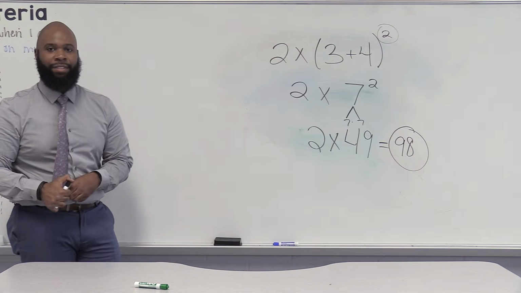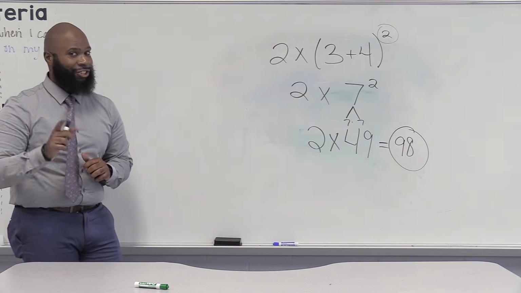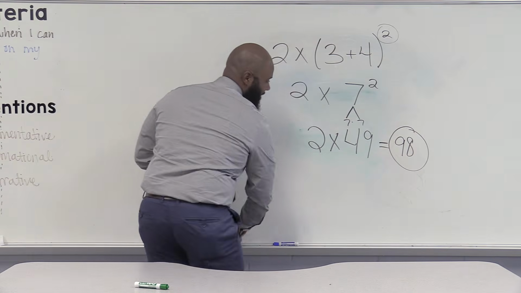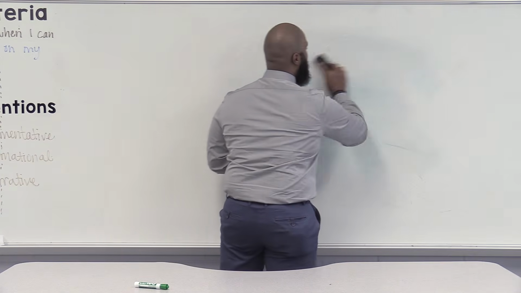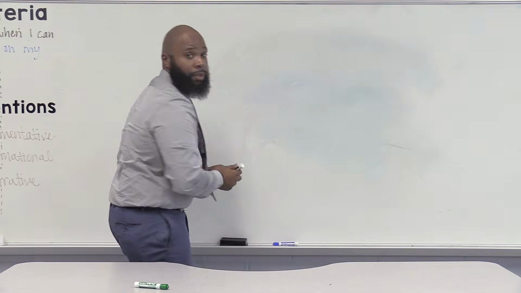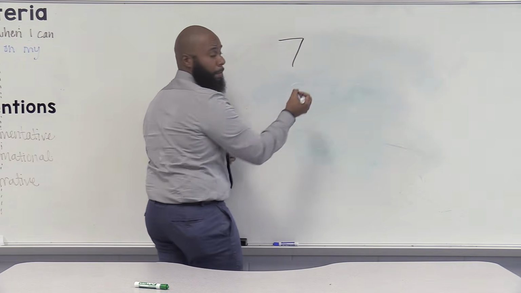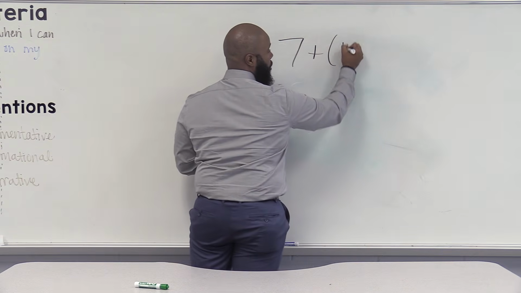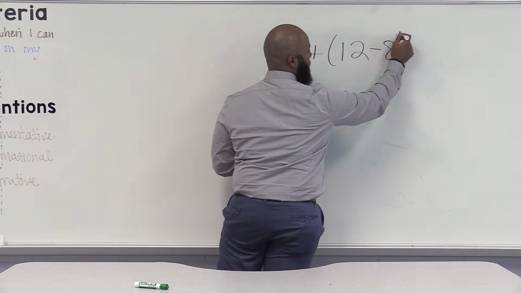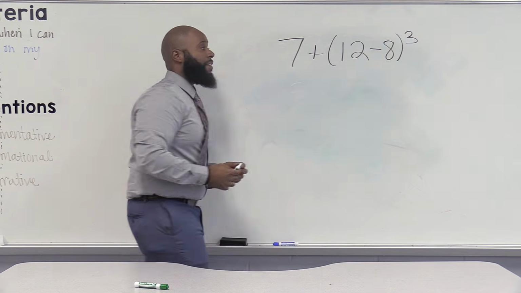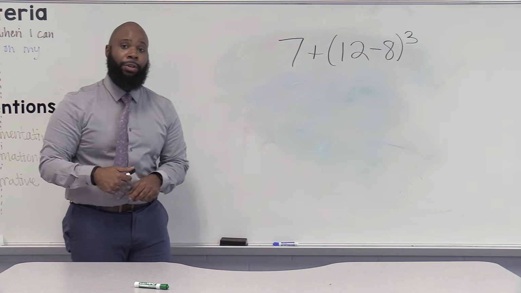You good? You got it? Let's try one more to make sure we have it in. So I'm going to write another problem on the board. I want you to write this on your paper. We're going to do 7 plus 12 minus 8 cubed. 7 plus, parentheses, 12 minus 8, close parentheses, cubed.